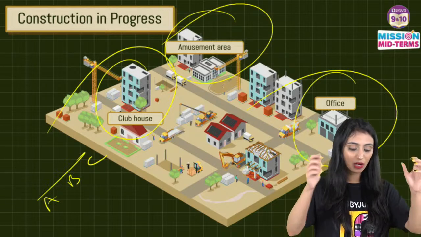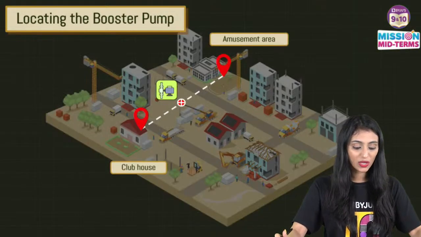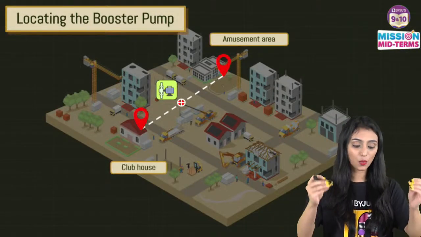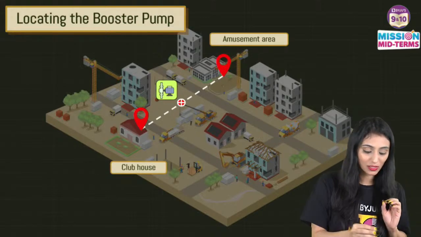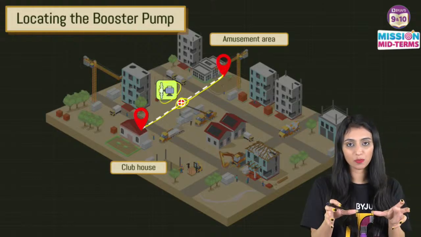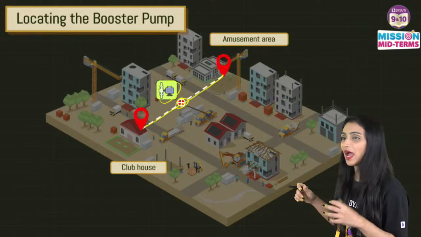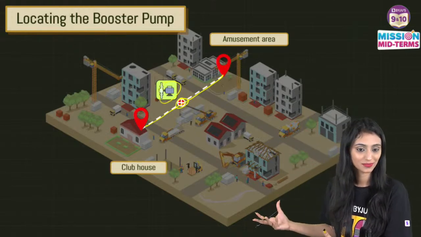All right. So यहाँ पर क्लब हाउस है, अम्यूजमेंट एरिया है एंड ऑफिस है. Now, what do we need to do? We have to basically locate a booster pump in between the clubhouse and the amusement area. You can see this line over here. Over here, we have to locate a booster pump. Think about it. Have you ever thought about this? इन सब चीजों के लिए भी math use हो रही है. Yeah?